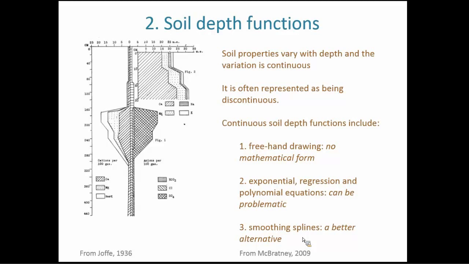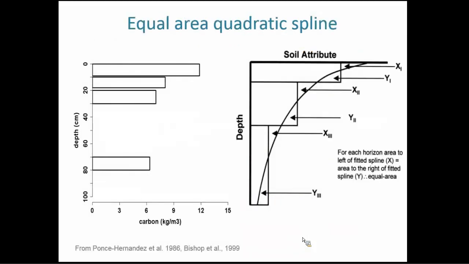And a better solution that has been suggested in the 1980s already is this thing called an equal area quadratic spline, shown here. Suppose you have these samples, 1, 2, 3, 4. These are the values, carbon in kilograms per cubic meter. And then you can hand draw the line through this, or you can do something exponential, or you can do the mass-preserving spline. And the mass-preserving spline essentially tells you that I1 and X1 is exactly the same area.